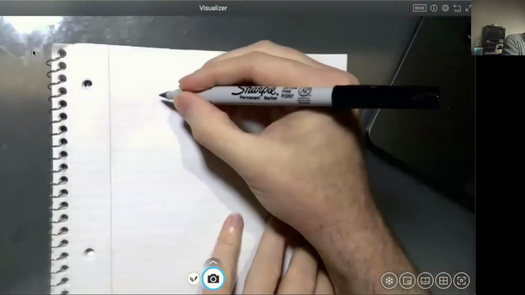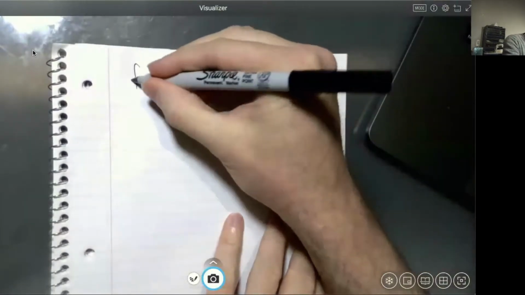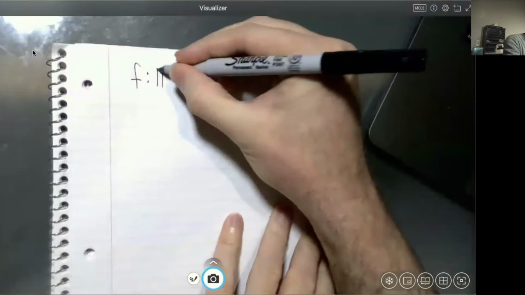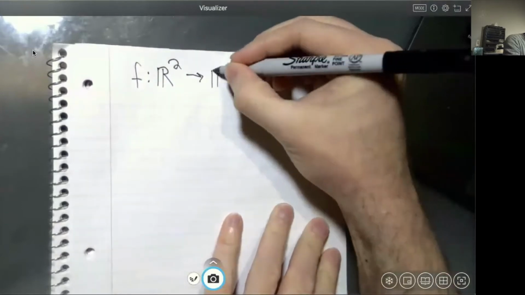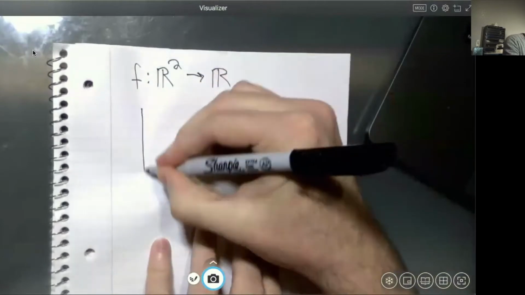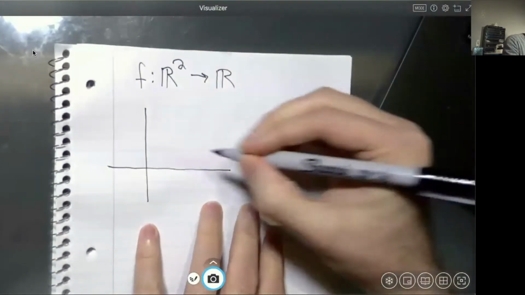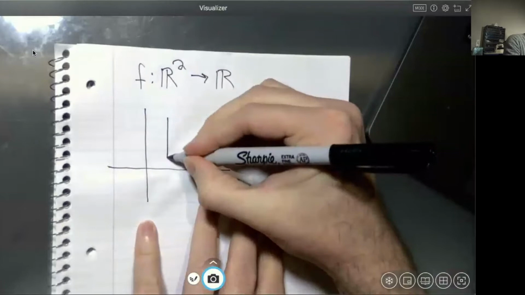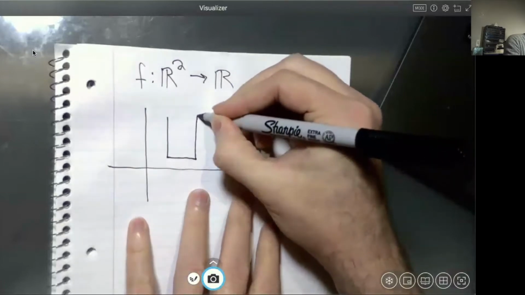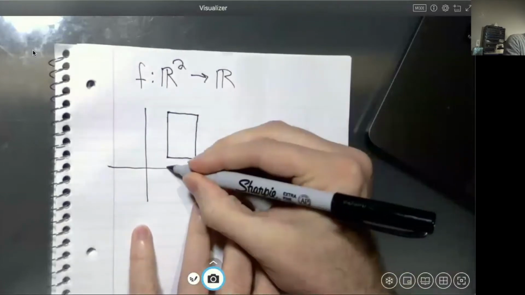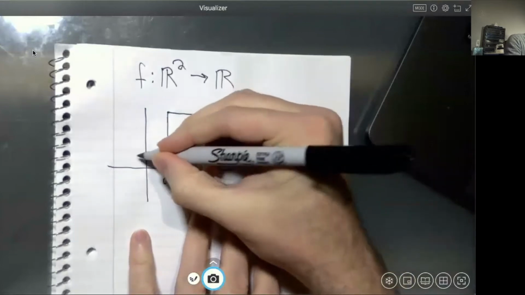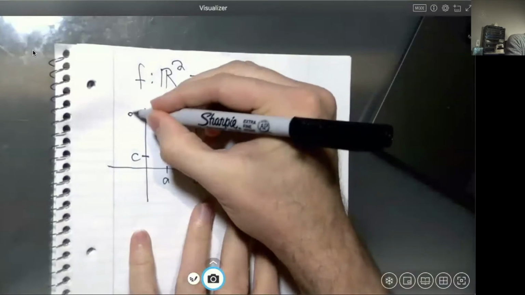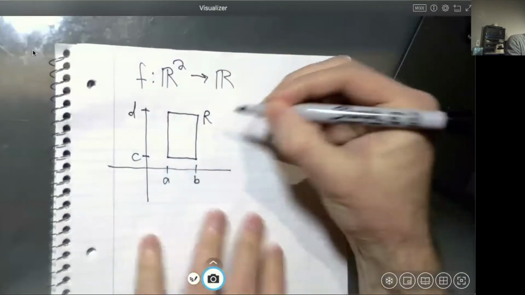The last time we discovered that if we have a function f of two variables, so f is a function from R2 to R, and we want to integrate f over a rectangle. Here I'm going to draw the rectangle. This is the rectangle where x goes from A to B and y goes from C to D. Let's call this rectangle R.